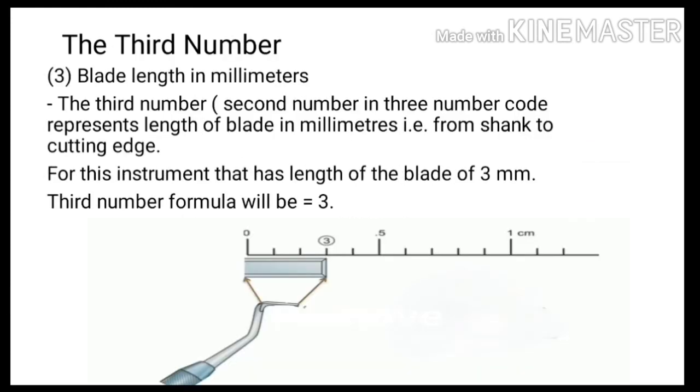Third number indicates blade length in millimeters. The third number, that is the second number in the 3-number code, represents the length of the blade in millimeters from the shank to the cutting edge, from this shank portion to the cutting edge portion. This portion indicates the blade length. In this figure you can see, represented by the arrow, the length of the blade is 3, so the third number in the formula will be 3.